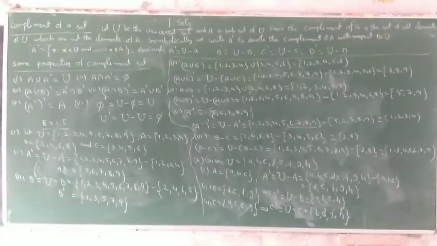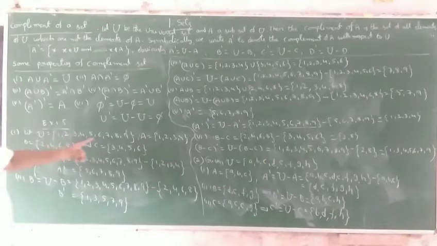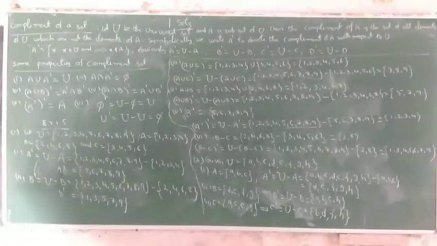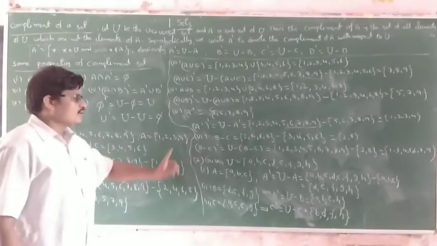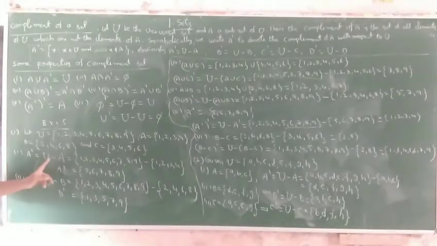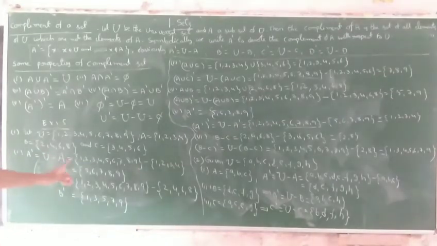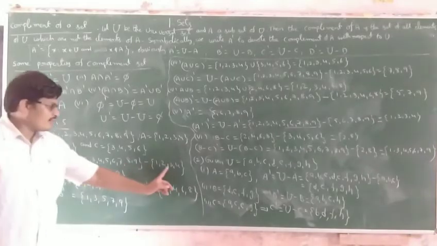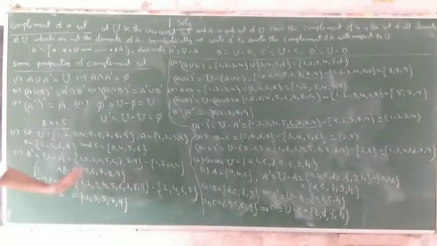So, exercise, first problem. U is equal to 1 to 9. A is equal to 1, 2, 3, 4. B is equal to 2, 4, 6, 8, and C is 3, 4, 5, 6. First, A complement. A complement is equal to universal minus A. Universal is 1 to 9, minus A is 1, 2, 3, 4.